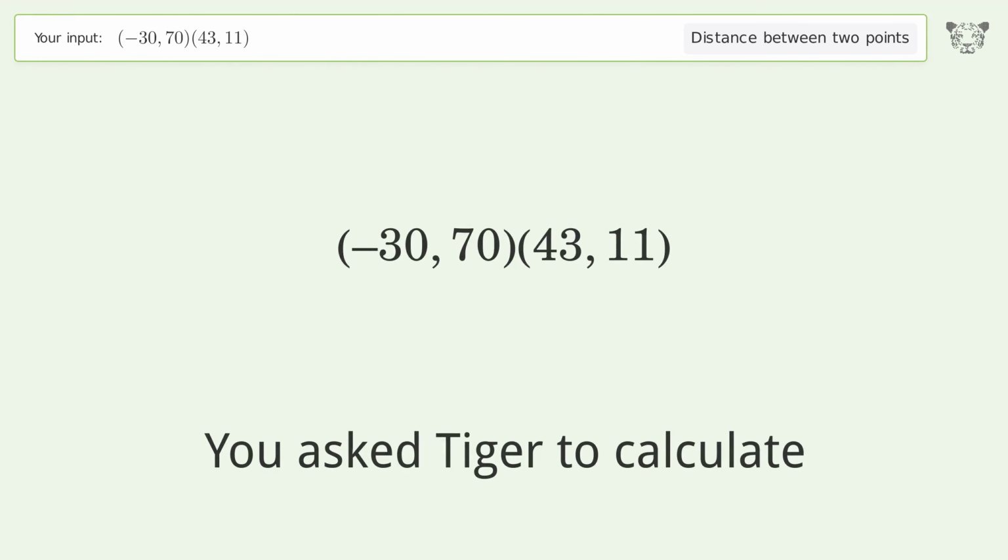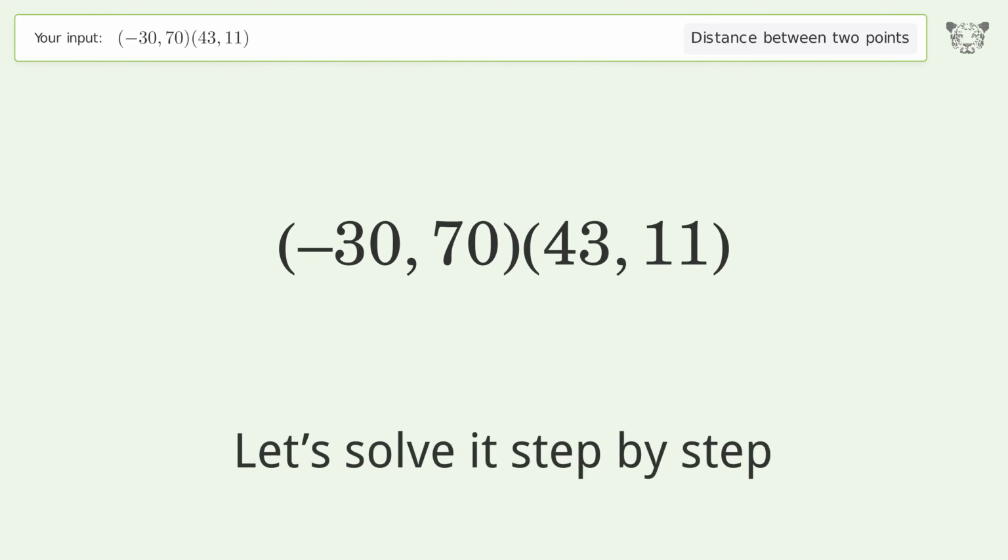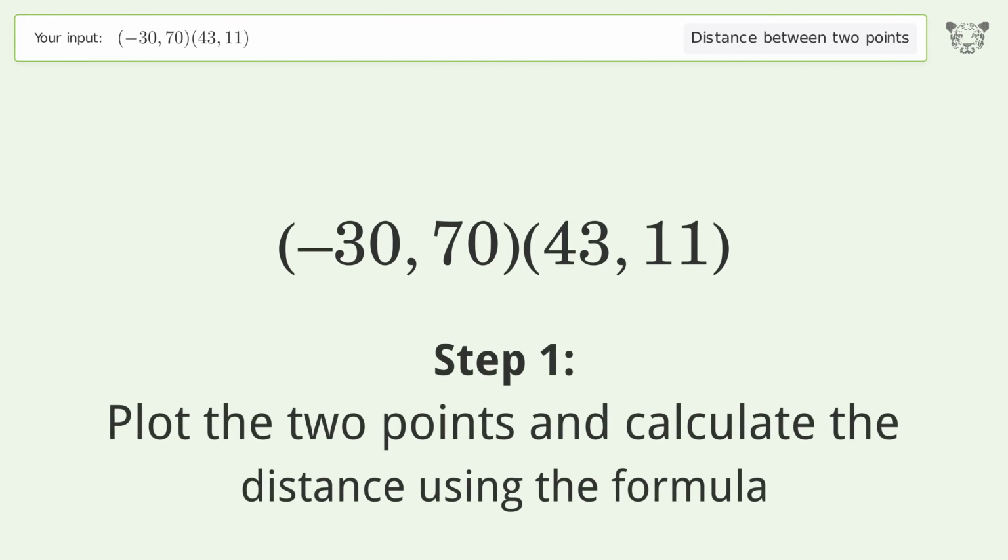You ask Tiger to calculate. This deals with the distance between 2 points. The distance between the 2 points is the square root of 8,810, or 93.862. Let's solve it step by step. Plot the 2 points and calculate the distance using the formula.